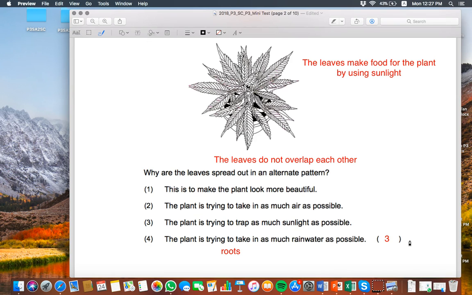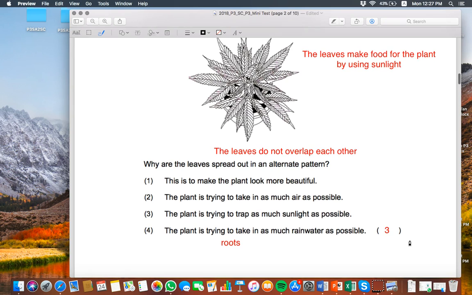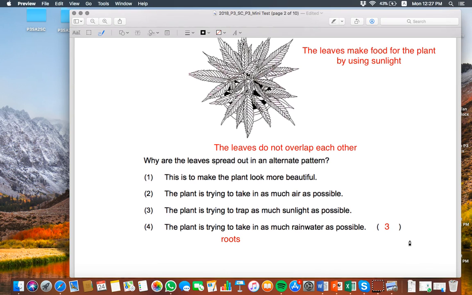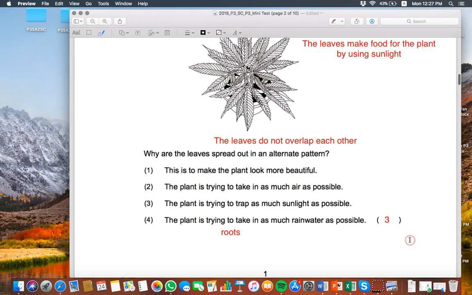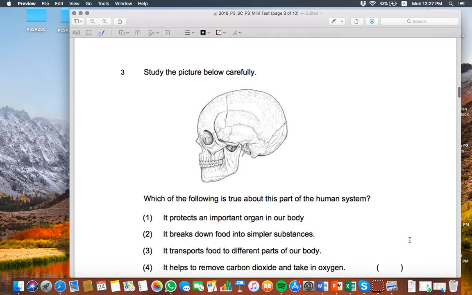Copy down that the leaves make food for the plant by using sunlight. Copy down the meaning of alternate pattern, which means that the leaves do not overlap each other. And please do your corrections. Teacher, if needed, please pause this video for them to copy down the necessary. Let's move on.